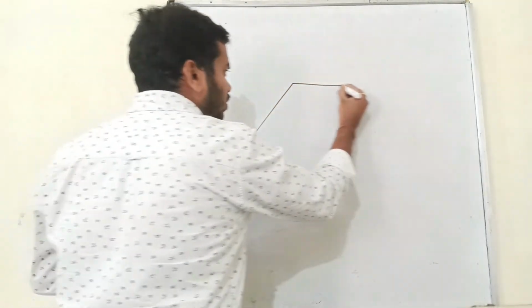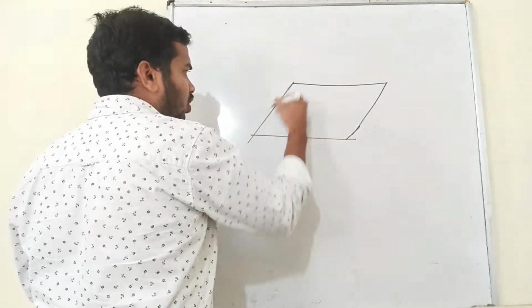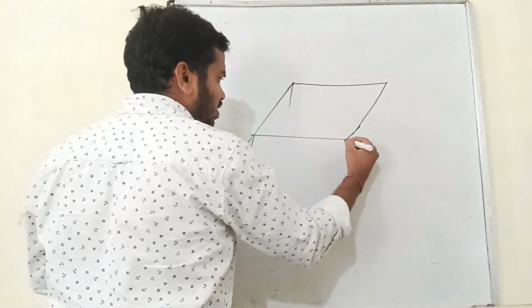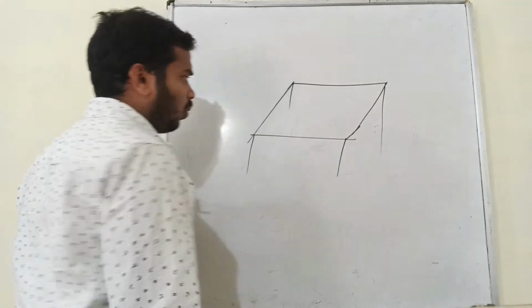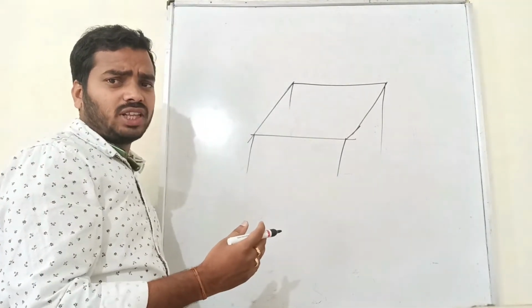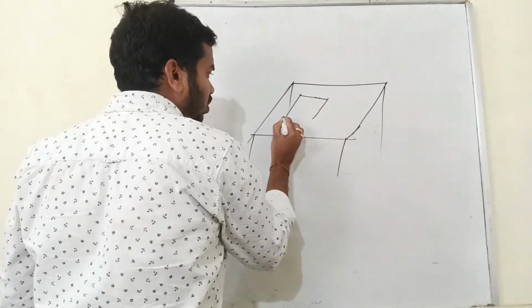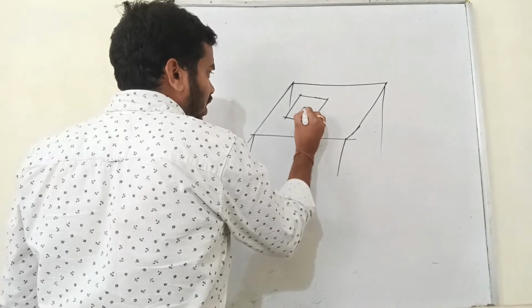So we should try to consider a table. Just imagine a table is in front of you, and what you do is you are going to place a retort stand upon this table.